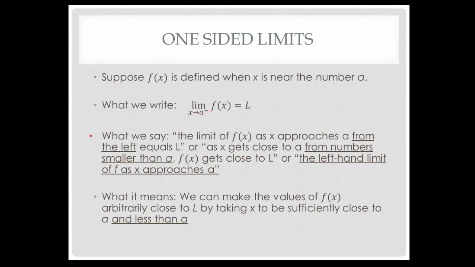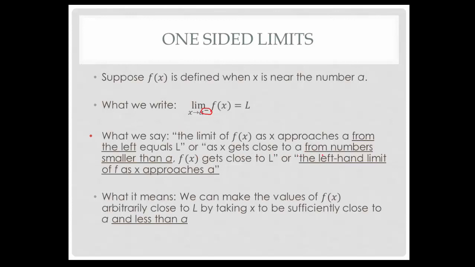Most of that is the same. This is your new addition right here. The negative in the superscript. What we say when we write the negative up in the superscript of the a is that this is the limit of f of x as x approaches a from the left equals L, or as x gets close to a from numbers smaller than a. Remember, traditionally on a number line, as you approach a number from the left side, the numbers you're coming at it from are smaller.